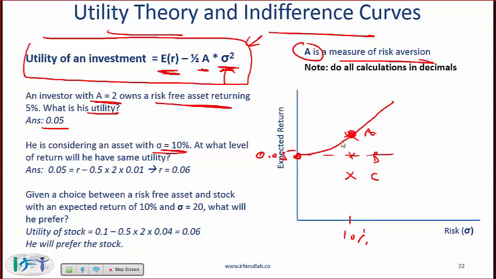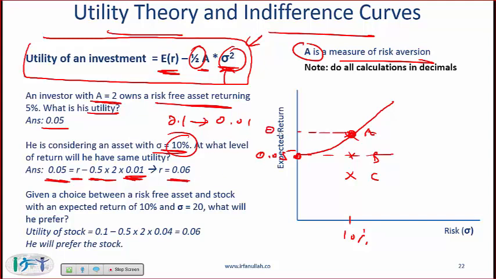But what is that level of return for him to have equal utility? You do a simple calculation. We've established that the utility needs to be 0.05. The return R is not known. Minus 0.5 is simply coming from the formula. A is given. And 0.01 is the decimal form of, actually, 10% is 0.1, but it's squared. So 0.1 squared is 0.01. So that's where 0.01 is coming from. So 0.06. What that is saying is at a return of 0.06, he is just as happy as he was with a risk-free investment giving 0.05 or 5%.